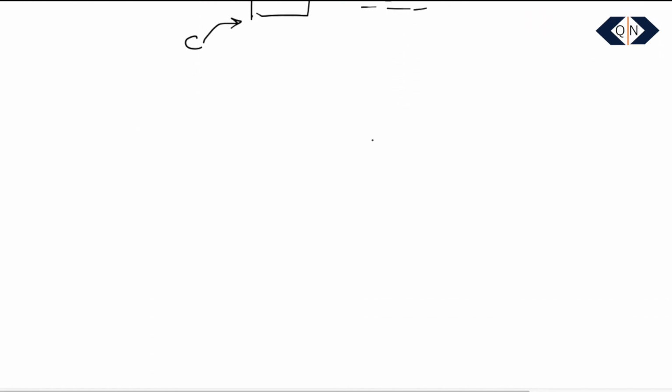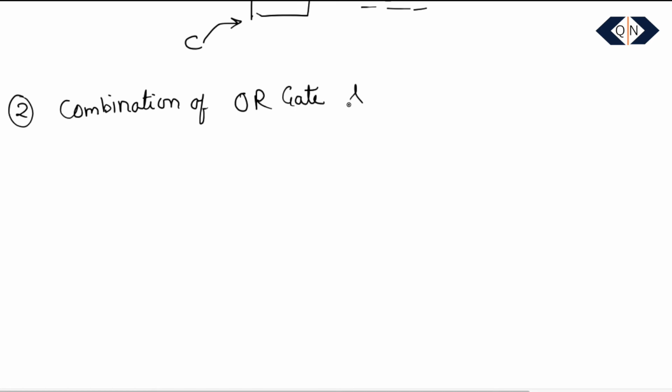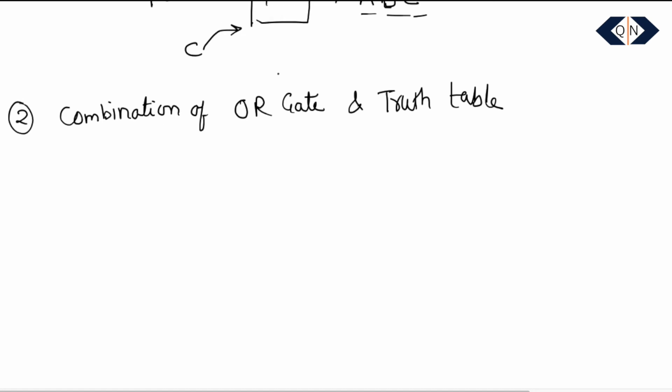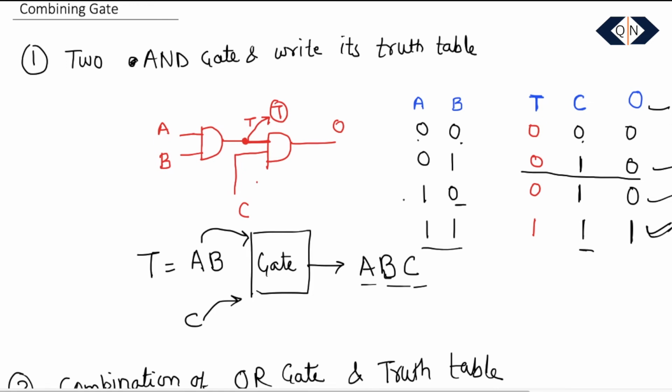Now let's look at another case, a combination of OR gates, and its truth table. So now we will be writing all the combinations. Previously we have written only 4 combinations.